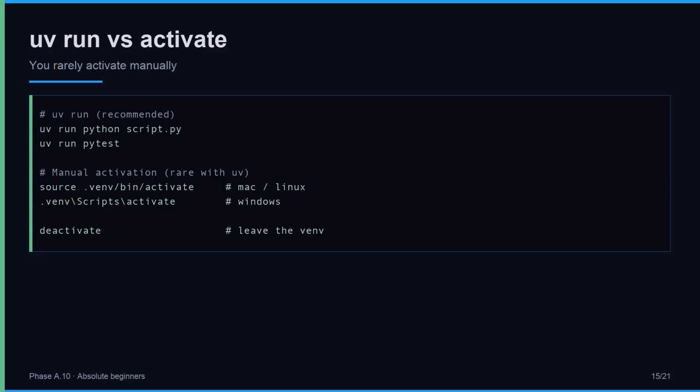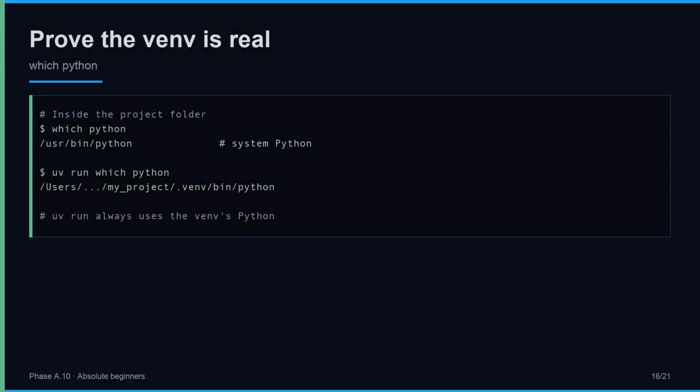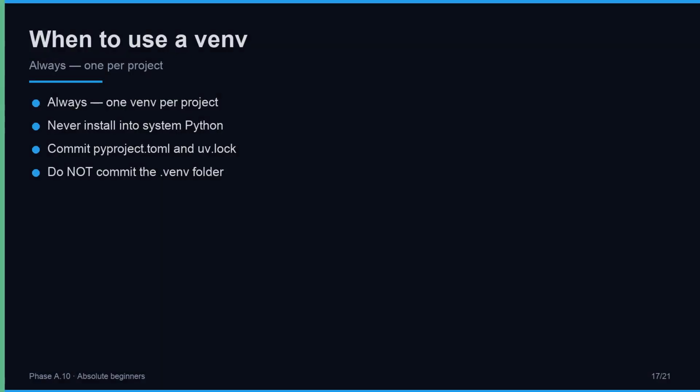Here is a quick way to prove the venv is real. Run which python on its own and you get your system Python, probably /usr/bin/python. Now run uv run which python. You get the Python inside your project's .venv. Same command, different interpreter, different packages. This is isolation made visible. uv run swaps the Python you use, transparently, every single time.